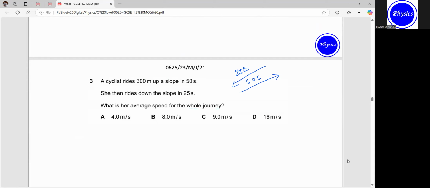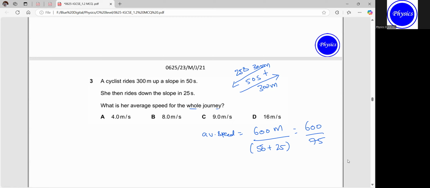So we know again, average speed is total distance divided by total time. What is the total distance? She's going 300 meters, and again coming back 300 meters, but only one 300 meters is shown, so you have to be careful. So 300 plus 300 is the total distance. Total distance is 600 meters divided by the total time, 50 plus 25. So it's 600 divided by 75. So the answer would be 8.